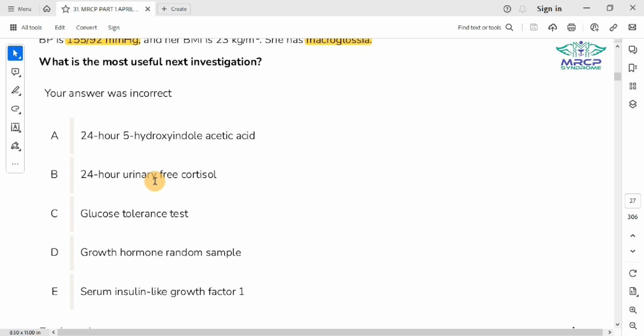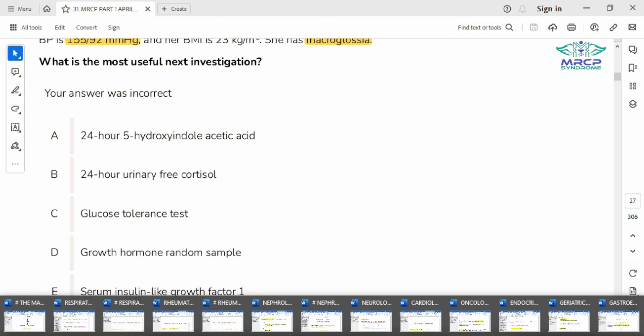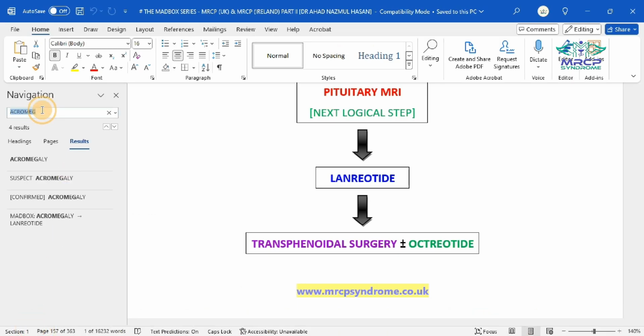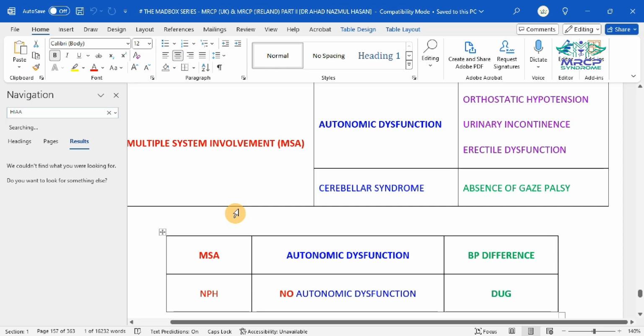And 24-hour urinary free cortisol, this is the screening test for which condition? Yes, this is for Cushing syndrome. And 24-hour 5-hydroxyindole acetic acid is for carcinoid syndrome.